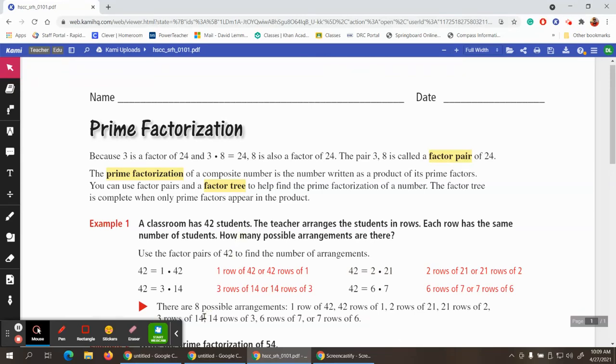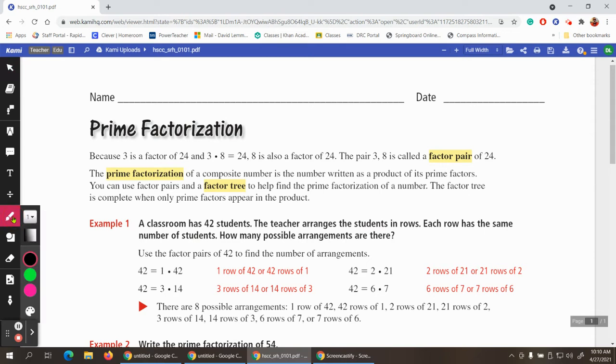Today we are talking about prime factorization. This is a very good key tool for you to learn in high school, especially whenever you move on to quadratics and things like that. You need to know how to factor and be able to factor things quickly.